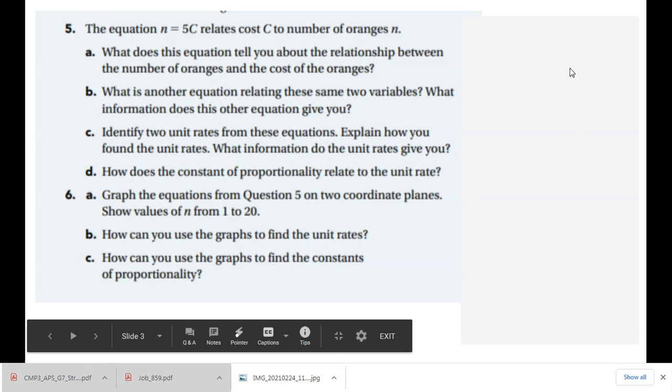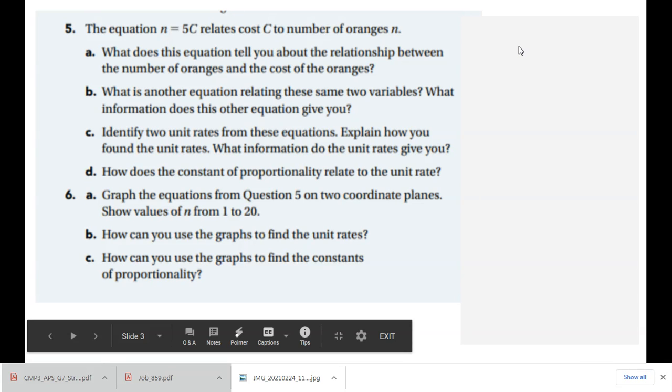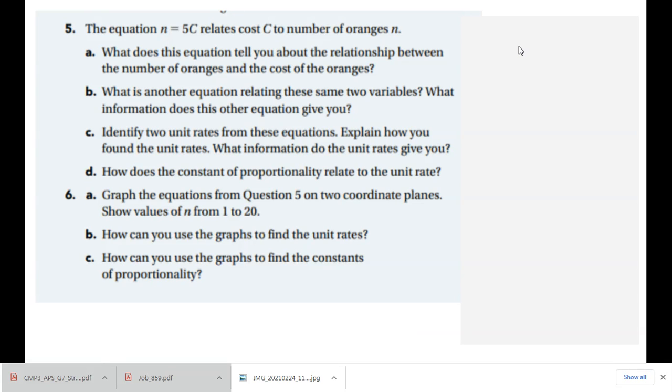And I did give you a text box here. So again, you can do this on paper, but if you decide to complete it here, you've got plenty of room in this text box. What does this equation tell you about the relationship between the number of oranges and the cost of oranges? What is another equation relating these two variables? What information does this other equation give you? So maybe you can move around some values to come up with a new equation. Then they're asking you to identify two unit rates from these equations.